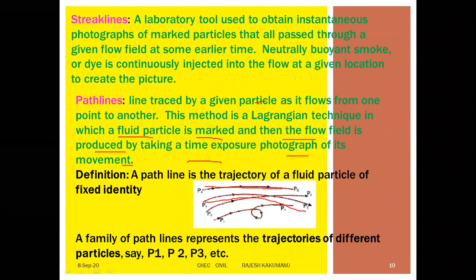Next, a family of path lines represents the trajectories of different particles, say P1, P2, P3. So this is an example of how they show the paths moving. So we can show in different ways how it is moving, right?